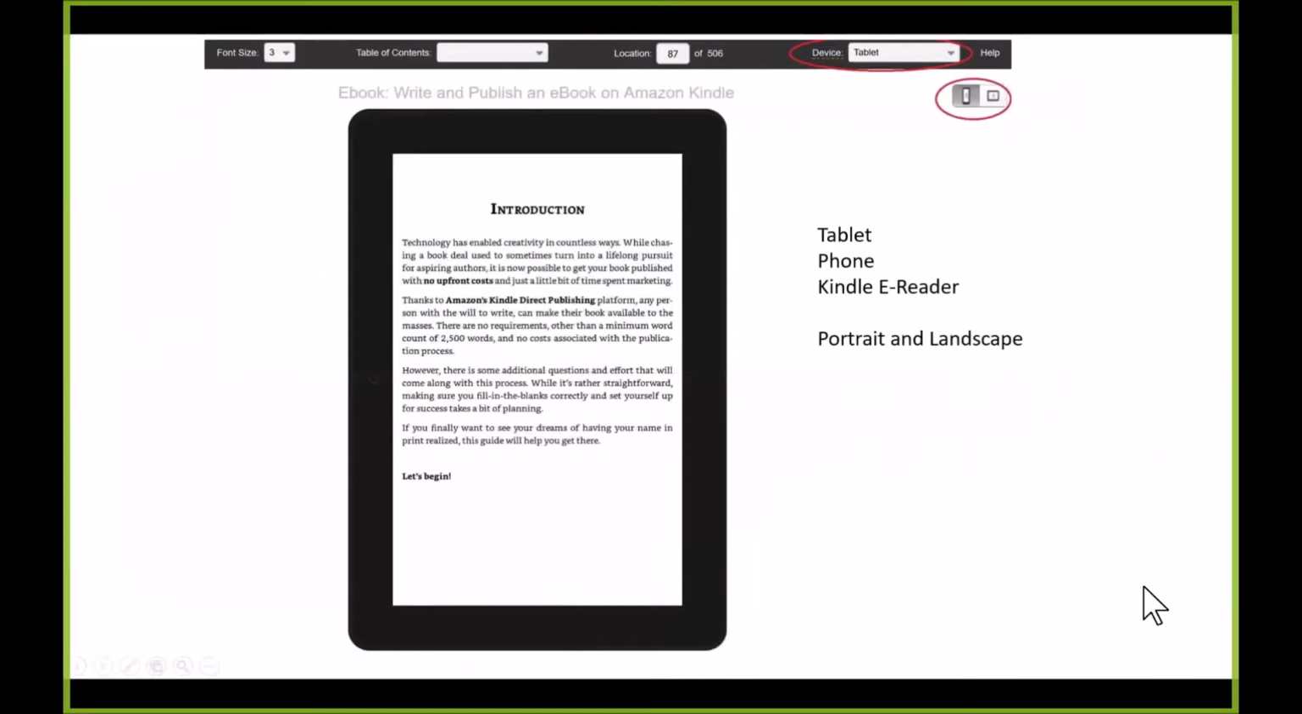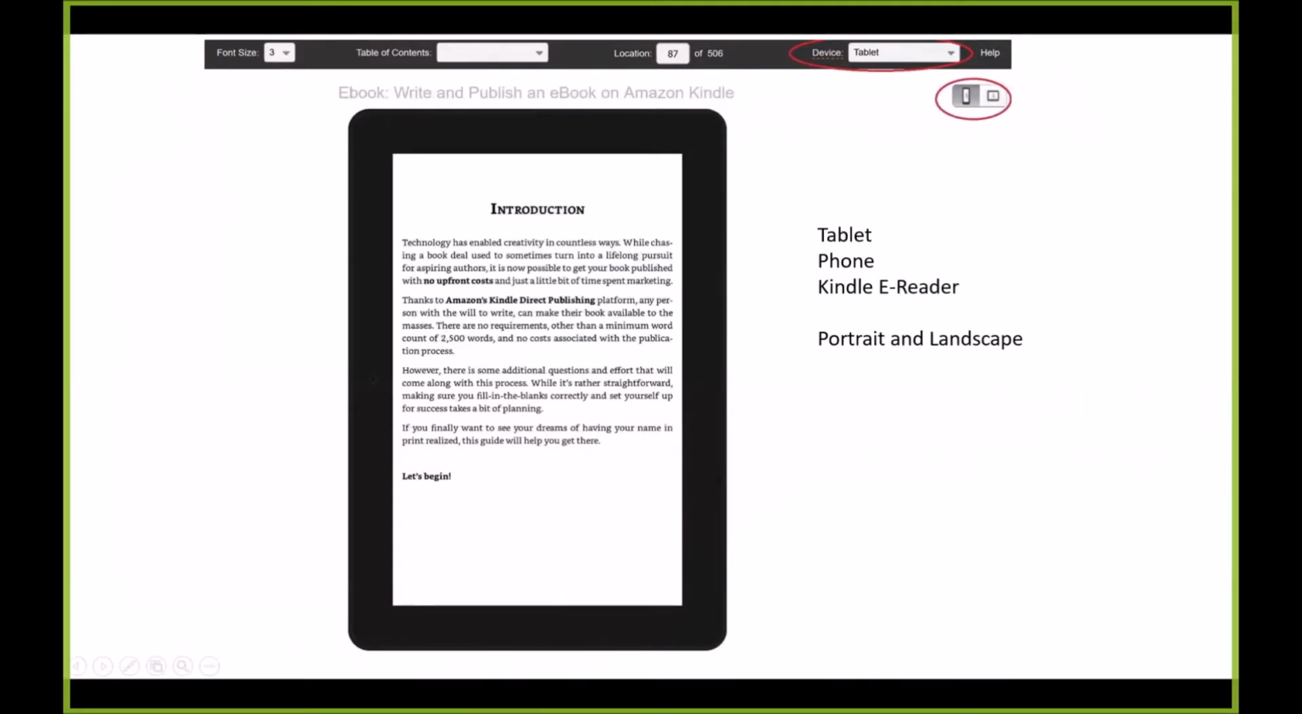This is what the ebook that I'm talking about looks like in the introduction page. You don't have pages on ebooks. If you're familiar with that, it's a location. Why? Because you have tablets, phones, and Kindle e-readers. Page 2 on one is page 3 on another one, so the page numbers don't work. You can also do portrait and landscape.